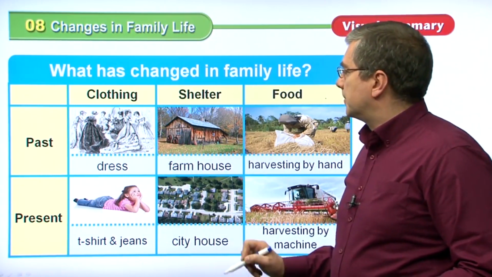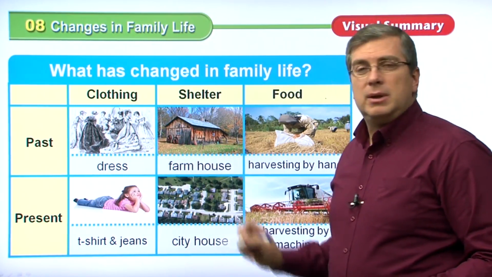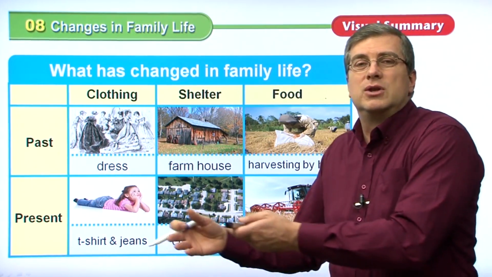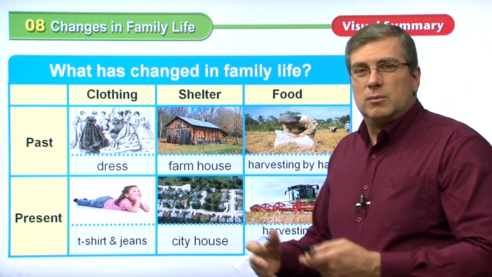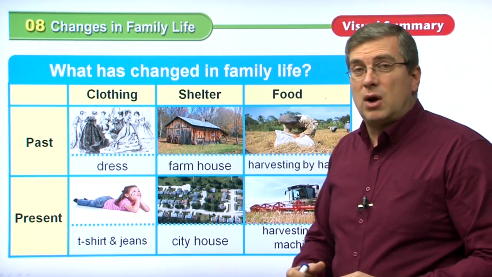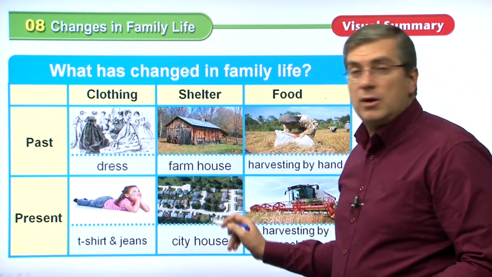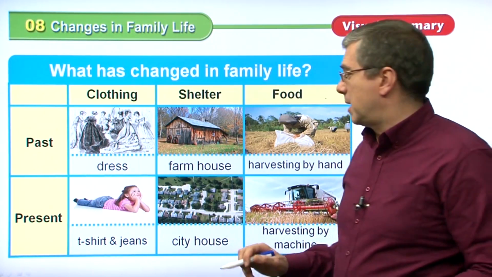What about shelter? A long time ago, most people lived in farmhouses, right? They lived on farms because you had to be close to the food that you were growing. So most people lived on farms. They lived in farmhouses. Nowadays, most people live in city houses or apartments. We talked about that before.